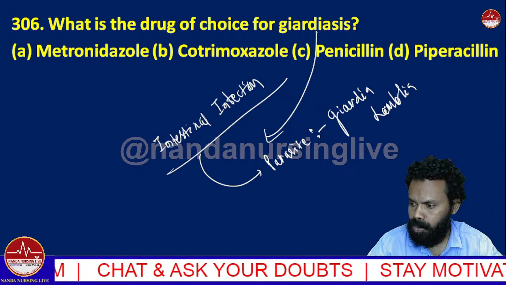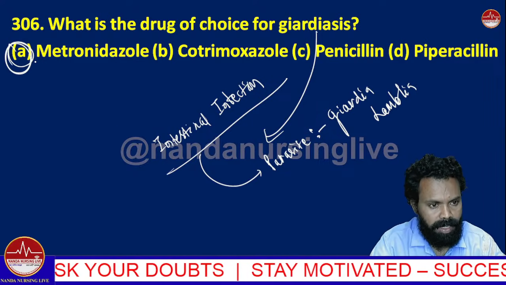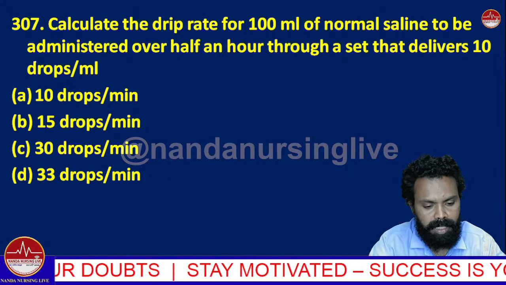Right. So which option is the correct answer? Metronidazole, drug of choice for giardiasis, right? Option A is the correct answer. Next question, question number 307.